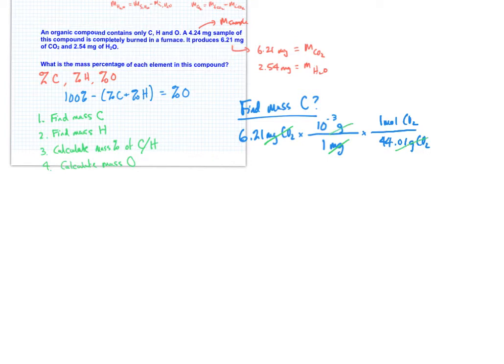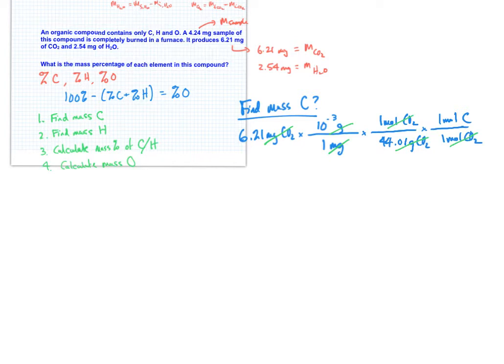Grams of CO2 is going to cancel grams of CO2. And now I'm going to say, and this is the key step, 1 mole of carbon for every 1 mole of CO2. Remember the mole ratio. Carbon and CO2 are in a 1-to-1 ratio. This would give me moles of carbon.